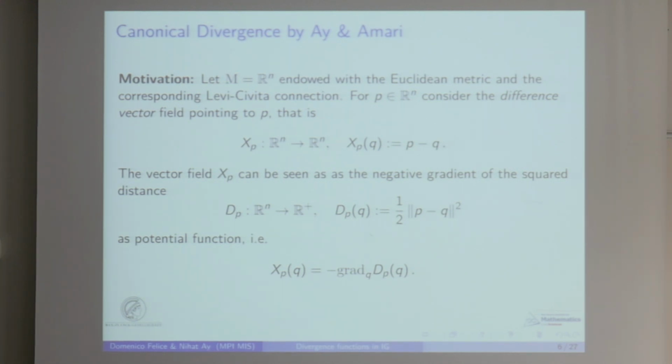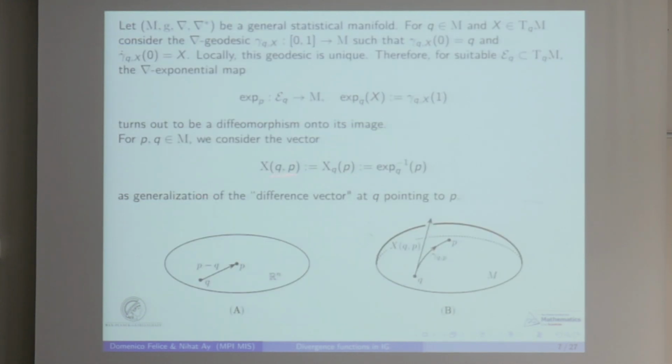So the idea was to generalize this vector for a general statistical manifold. And this generalization is given in terms of the inverse of the exponential map. So this is the case of the real vector space, where we have the Euclidean metric and the Levi-Civita connection. This is the difference vector between Q and P. For a general statistical manifold, we have to consider the nabla geodesic from Q to P and get the nabla velocity at Q. This vector here is the inverse of the exponential map.